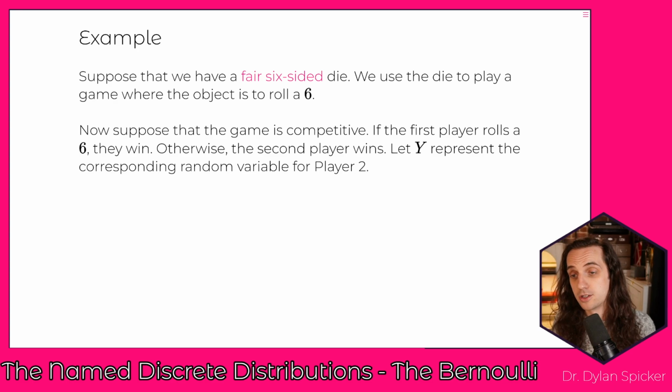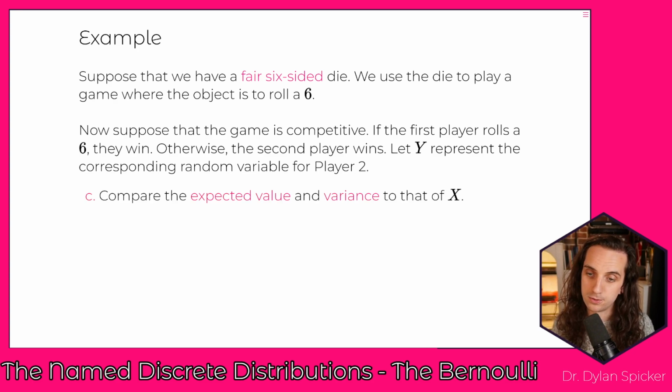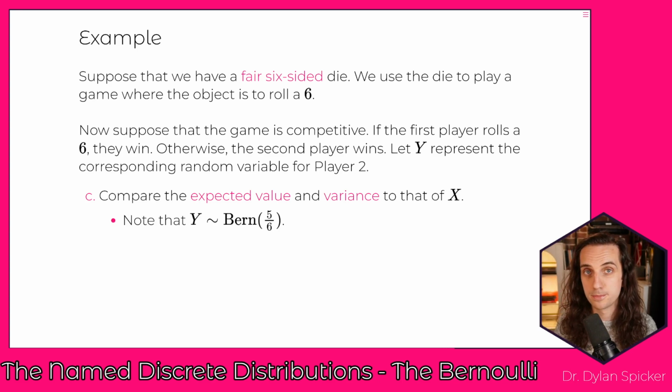Now suppose that we actually make this game competitive. If the first player rolls a 6, they win. Otherwise, the second player wins. So let y represent the corresponding random variable for player number 2. We want to compare the expected value and the variance of y to that of x. Okay, well, y is going to be a Bernoulli 5 out of 6 random variable. It equals 1 if player 2 wins, and it equals 0 otherwise. Probability that player 2 wins is 5 out of 6.